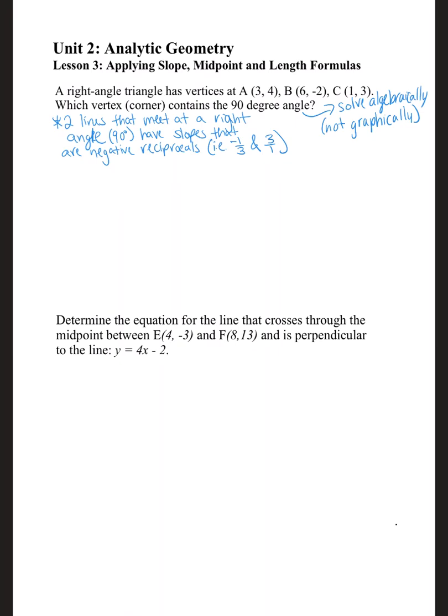So for this question, we're going to need to calculate the slopes of each line segment to look for negative reciprocals. All right, so we will start with the slope of line segment AB.